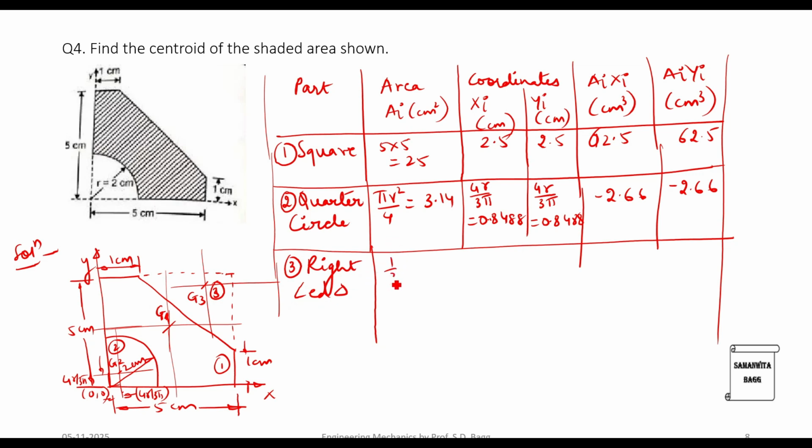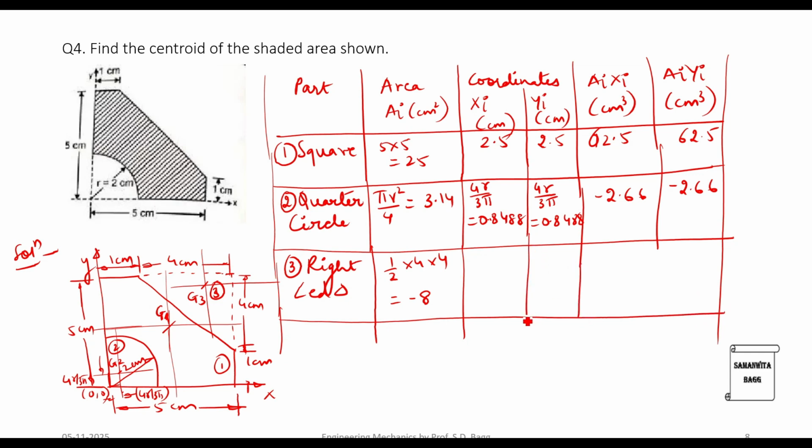for which the area is half base height. Now if you observe, this is 1 centimeter, this total is 5 centimeter. So this gap will be 4 centimeter. Same way this is 1, so this height will also be 4 centimeter. So this becomes half into 4 into 4. This is minus 8 because we have to remove the area.